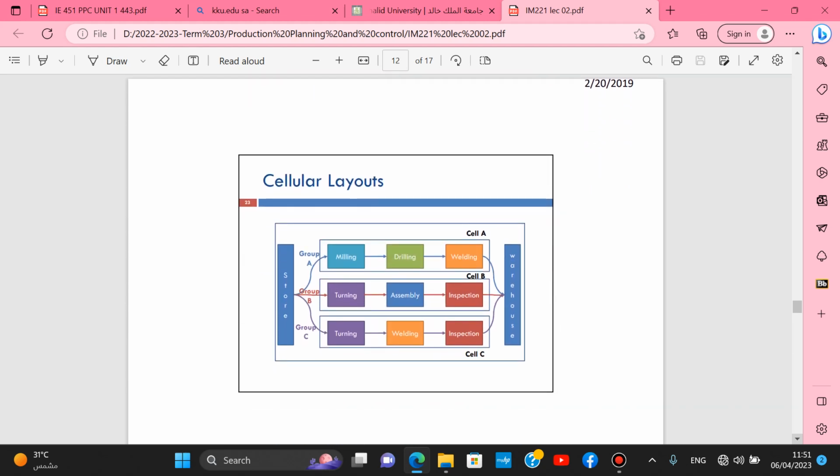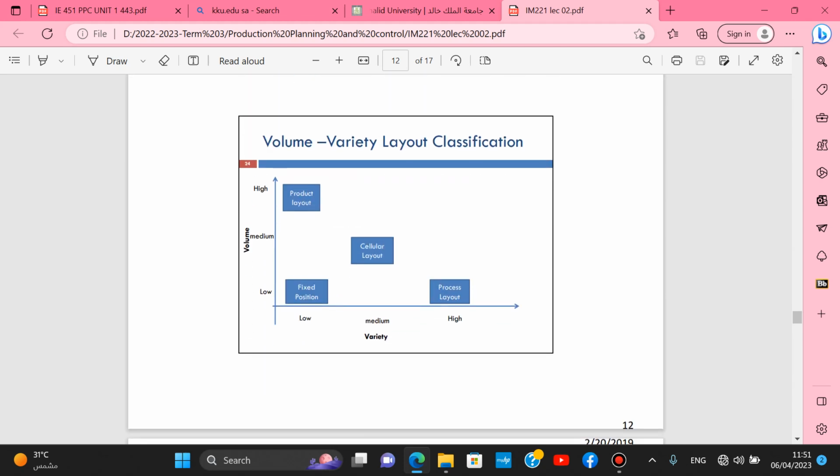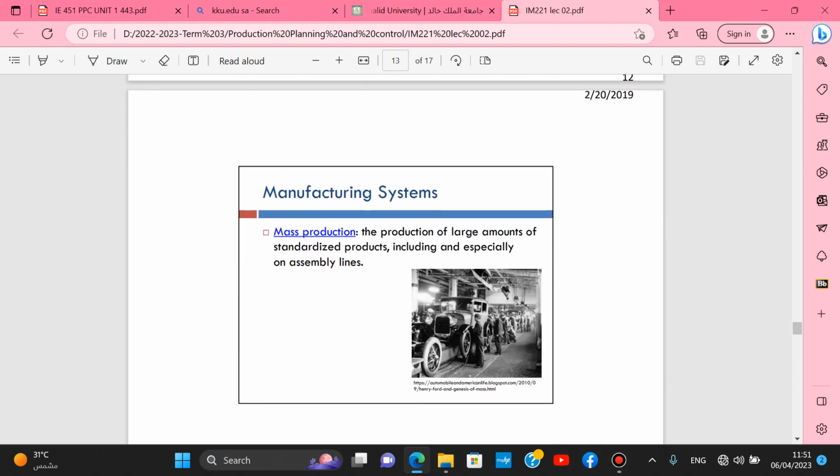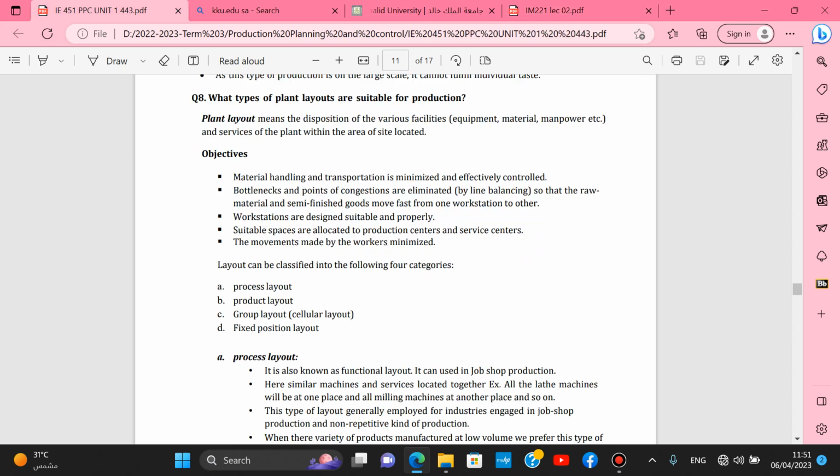في cellular layout إنه بنجمعوا الورشة متاعنا in the form of cells حسب إيش؟ حسب البروسيس وحسب أيضا البرودكت. اوكي، مثلا لهنا البرودكت A راح يمر من ميلينج دريلينج ويلدينج، بعدين برودكت B ولا الجروب B ولا راح يمروا من turning assembly inspection، والسي راح يمروا من turning welding and inspection. اوكي، الحين راح نشوفوا in details في our course different plant layouts.